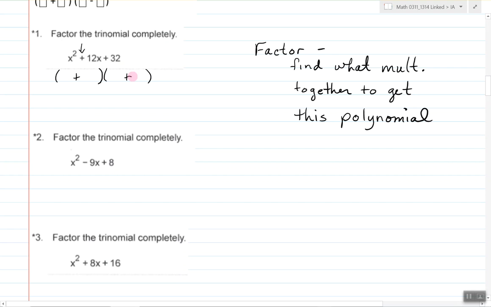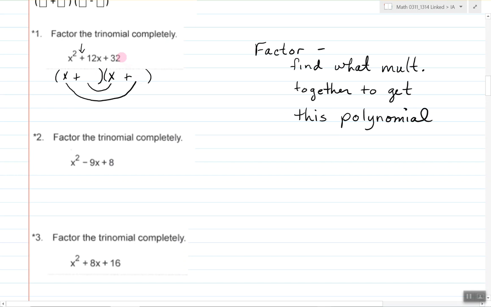I'm going to think about FOIL. The product of the first has to give me x squared, so it has to be x times x. Now, the outer product plus the inner product, that's a little messy, have to add up to be 12x. The last times the last has to give me 32.